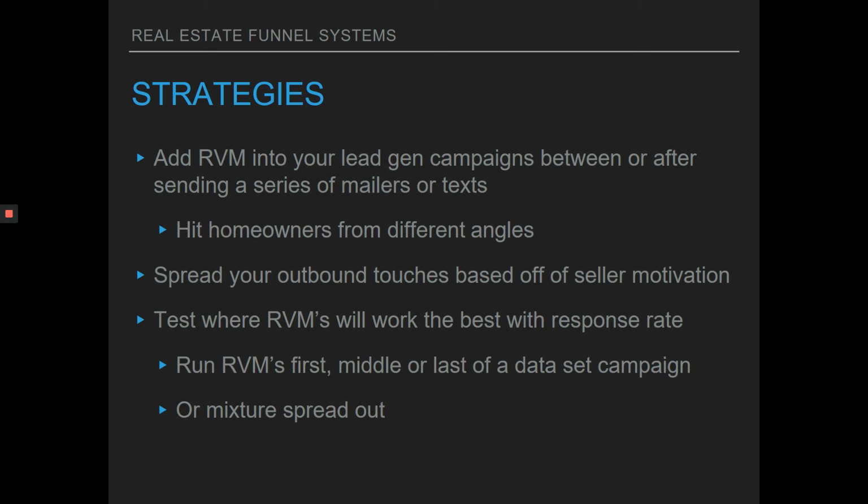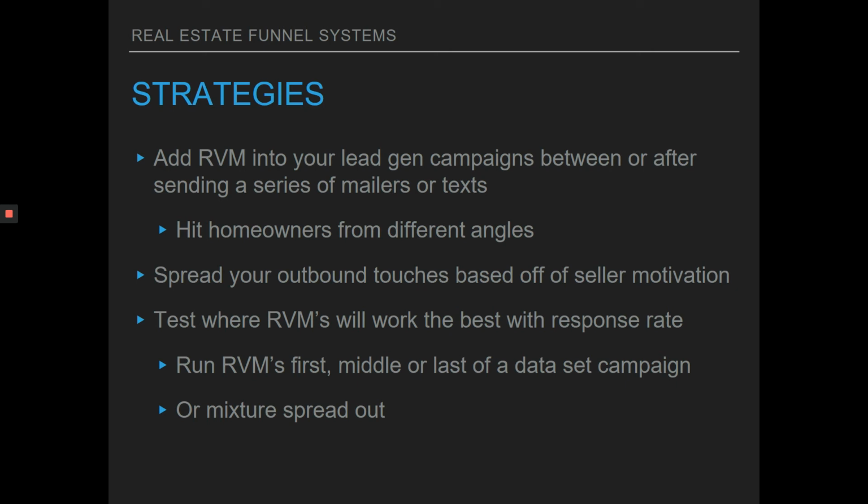Obviously with someone who has an auction date coming up, or they're in foreclosure, it's okay to be aggressive and maybe send an RVM once a week, because they need to sell soon. Compared to someone who's an absentee owner or vacant owner, you're probably only going to touch those people maybe once a month. You don't want to send voicemails very close to each other. That might just upset them and get them mad at you.